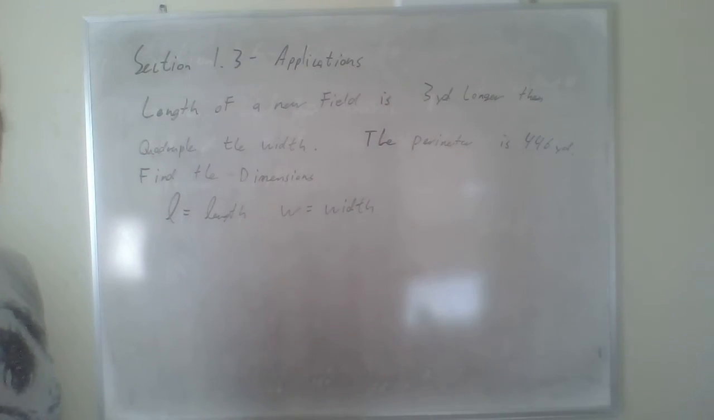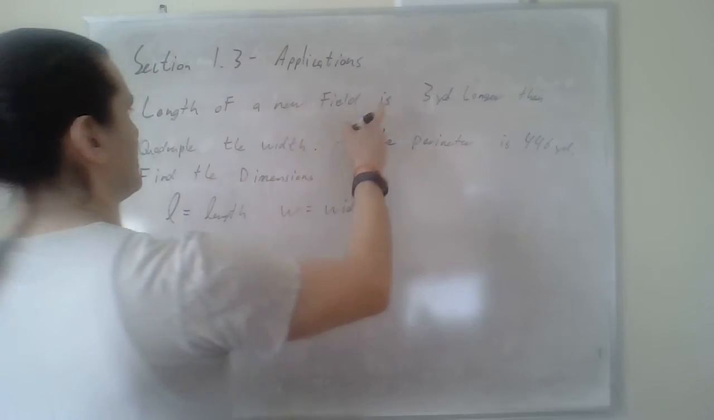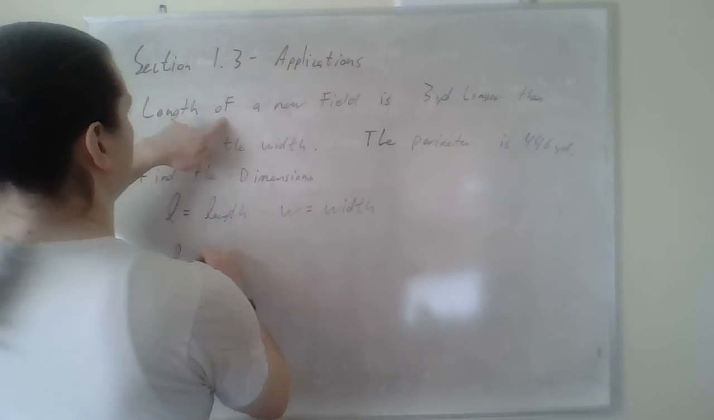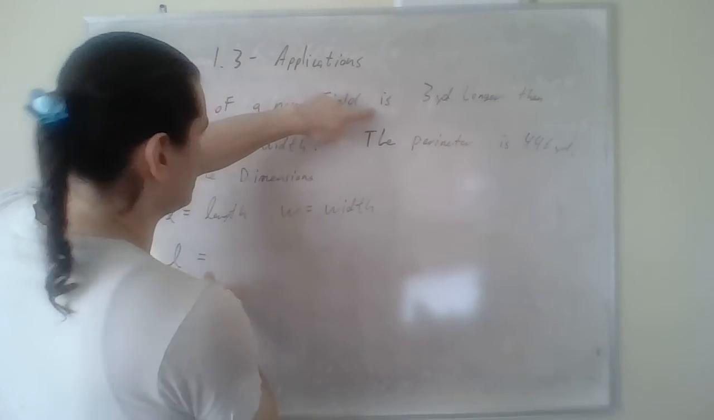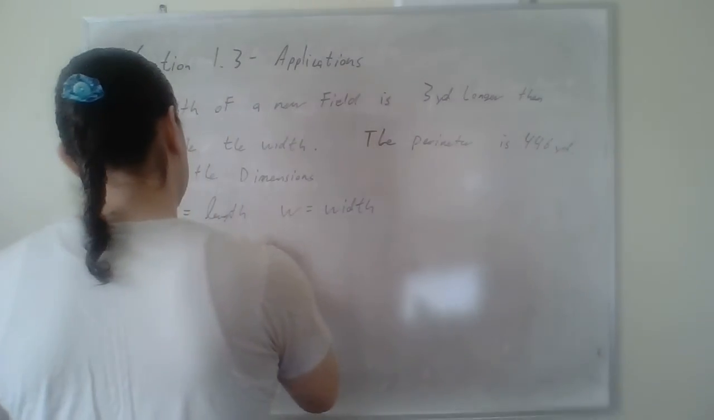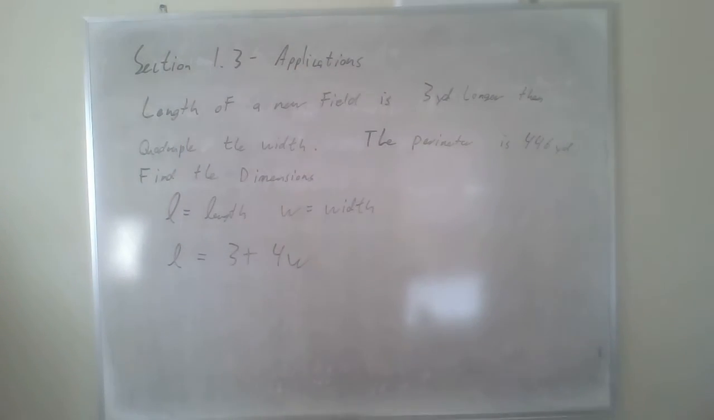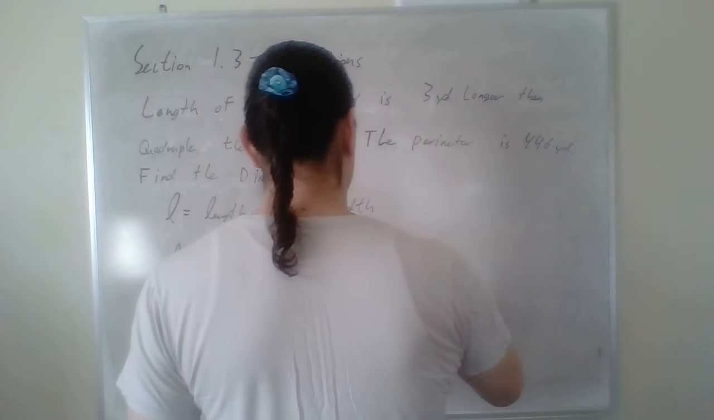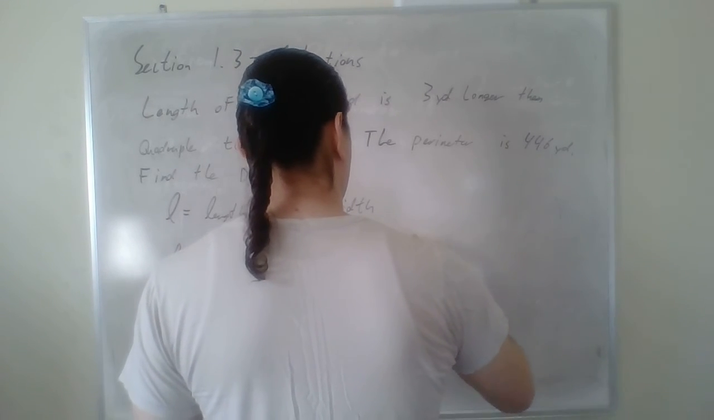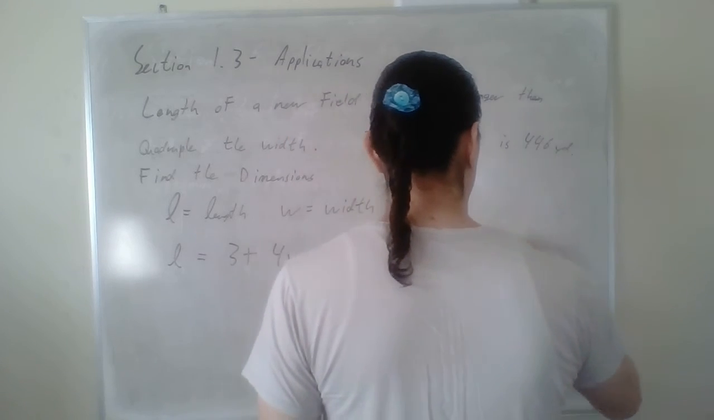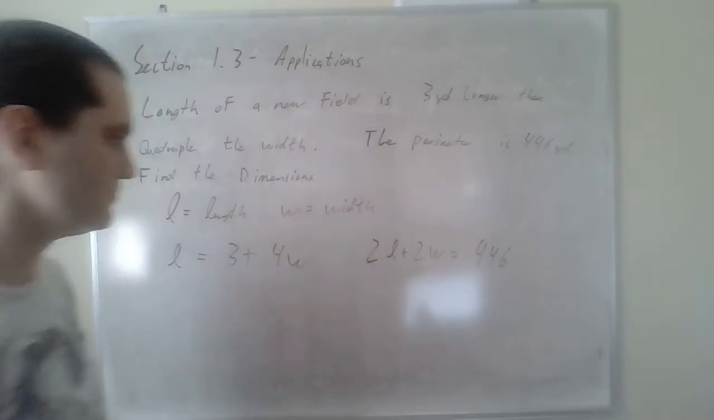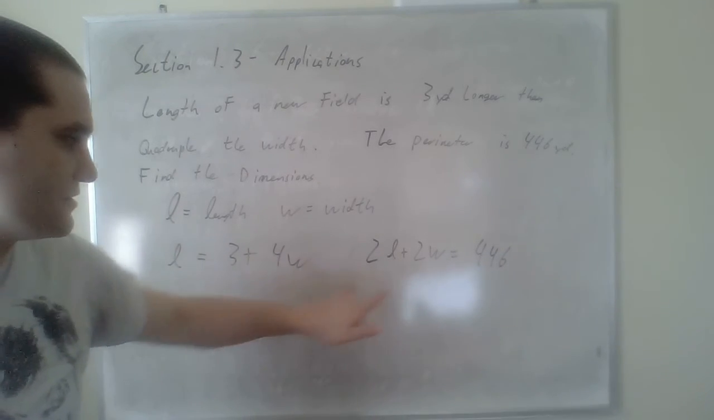So now we need to talk about the relationships we have here. I know that the length of a new field means equals, 3 yards longer than means 3 plus, quadruple the width is 4W. L equals 3 plus 4W. This is one of the relationships that we have. The other relationship we have is that the perimeter is 446. Perimeter means 2L plus 2W. These are the two separate relationships that we have.